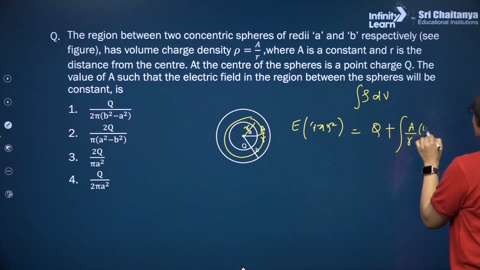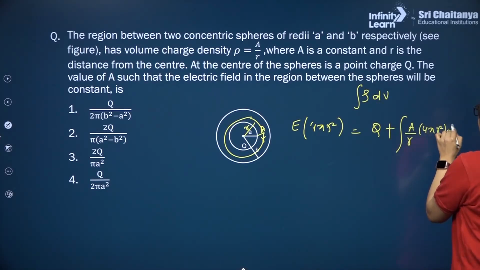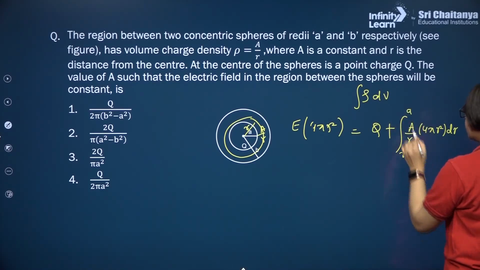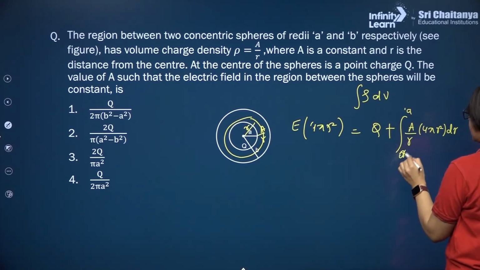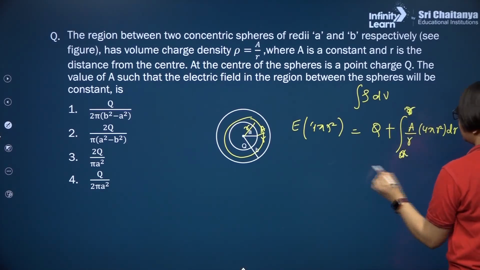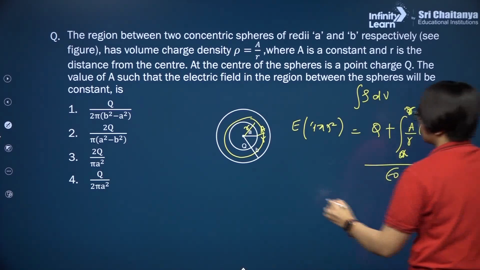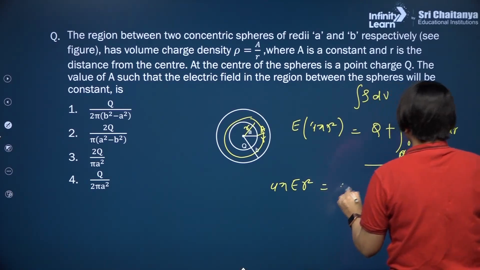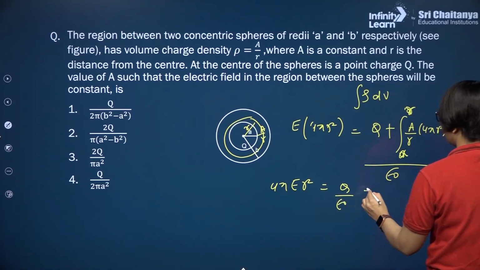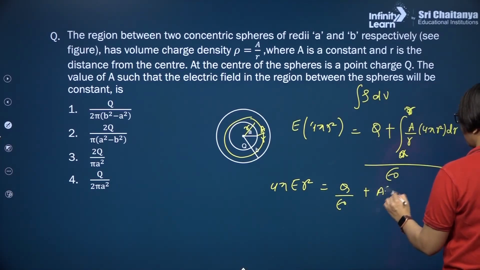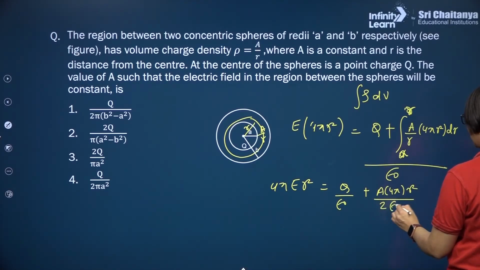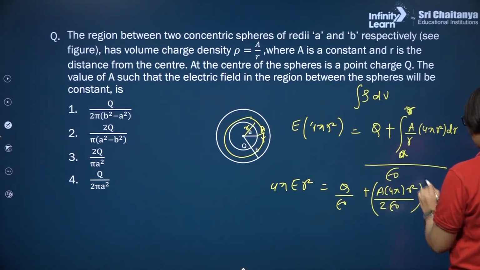So it is A upon R, 4 pi R square dr, from R to A and from A to R, divided by epsilon naught. So it will be 4 pi E into R square is equal to Q upon epsilon naught plus A 4 pi into R square by 2 epsilon naught, from A to R.